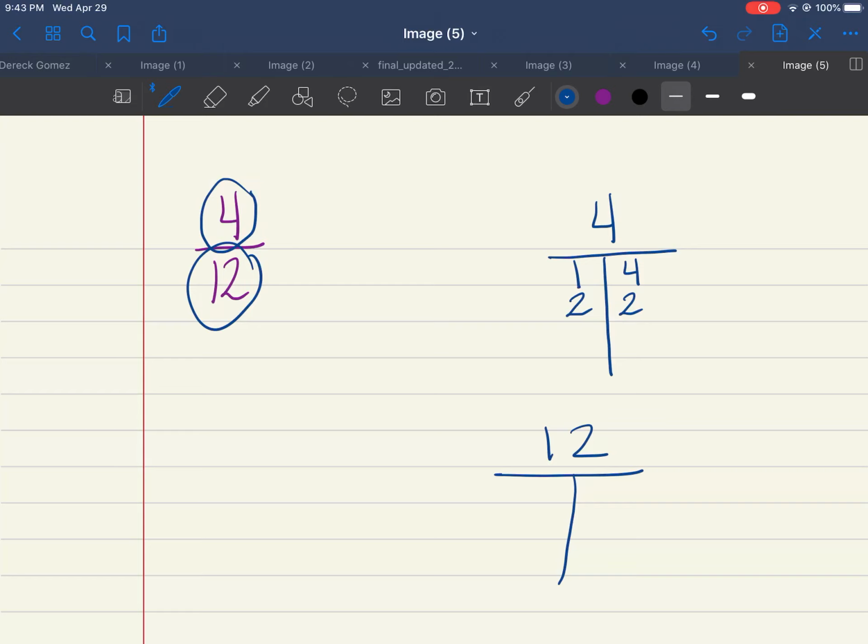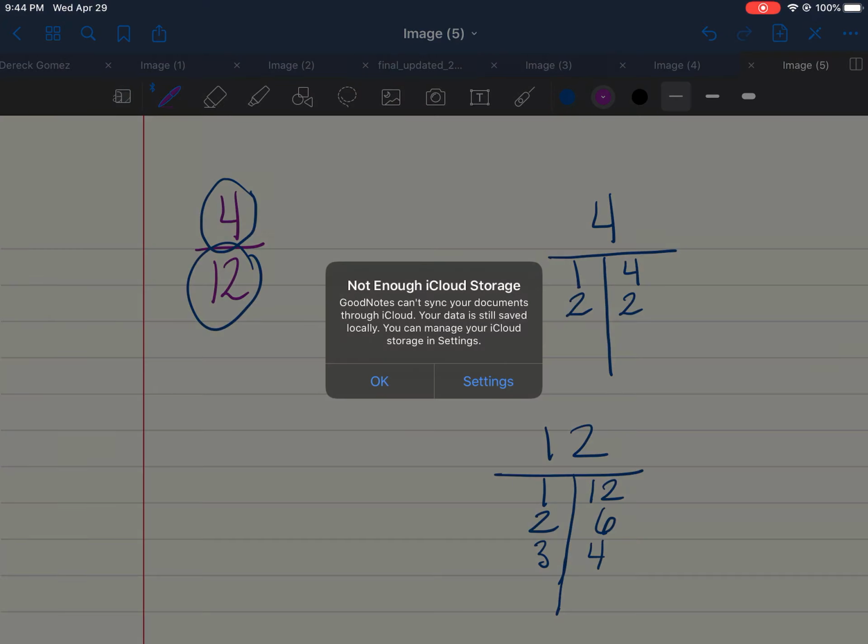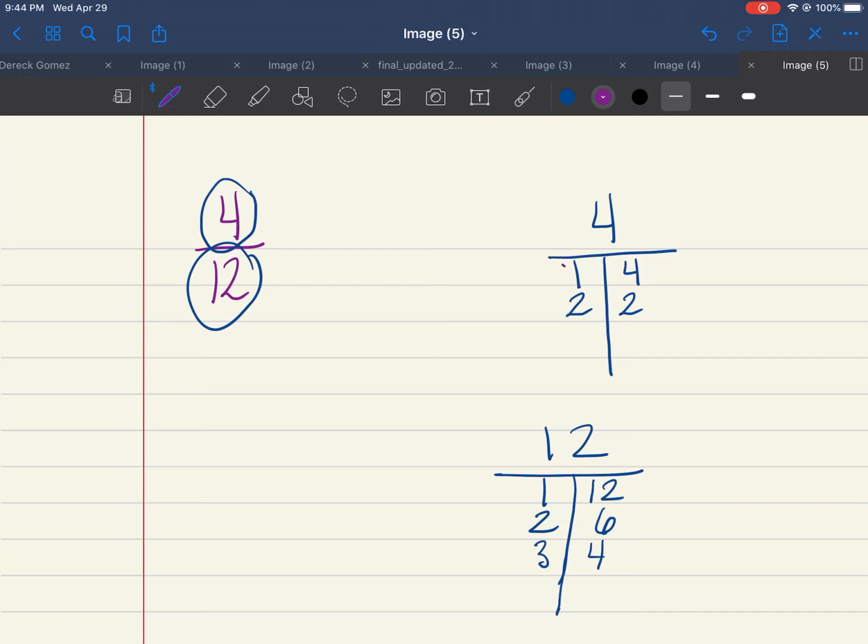How about 2? 2 times something? Yes, 2 times 2 gives me 4. Anything with 3? No. How about 4? Yes, but 4 is already there. 5? No. 6? No. So now we go to 12. So I know that 1 times 12 gives me 12. How about 2? 2 times 6 gives me 12. How about 3? 3 times 4. How about 5? No. 6? Yes, which will be the 6 times 2, but it's already there.